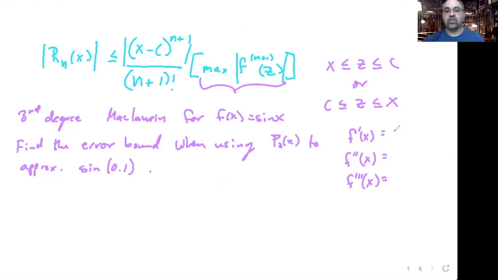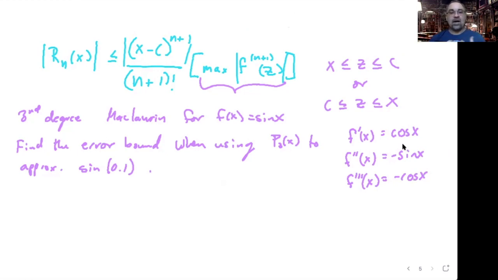Well, f prime of x, that's nice. We're starting with sine of x. It's cosine of x, of course. Then f double prime is negative sine of x. And f triple prime is then negative cosine of x.